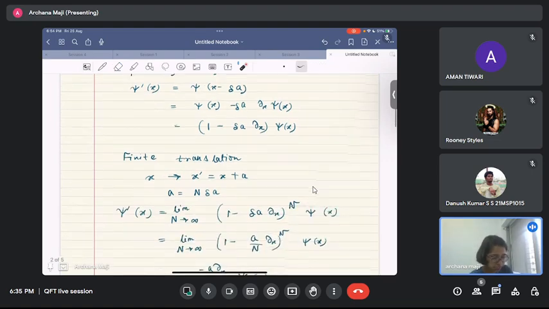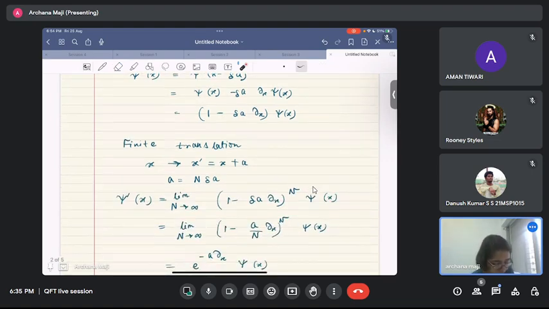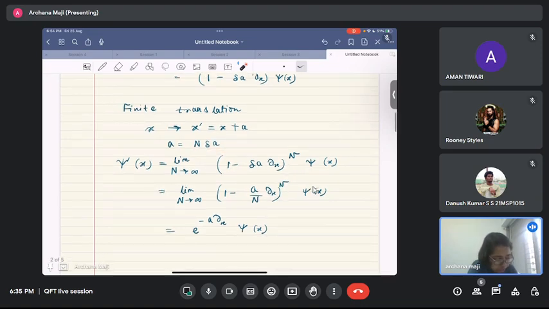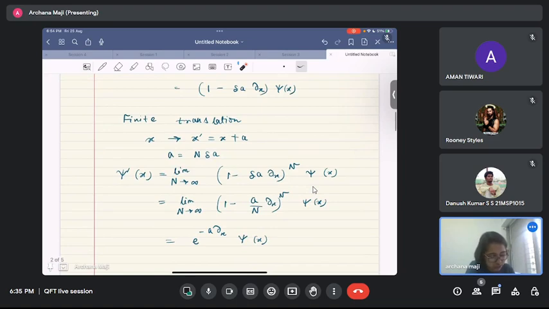Okay, and in order to get the finite translation, we are taking a finite parameter a, which is n times delta a. Delta a is small, but you are defining your finite parameter to be n times that delta a, and then taking n to infinity, which means you are performing the infinitesimal translation many times in order to get the finite translation.